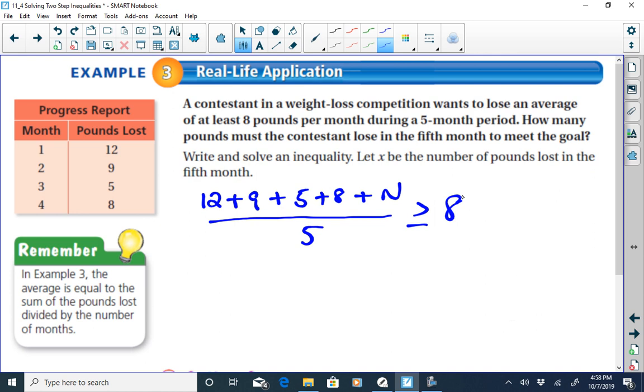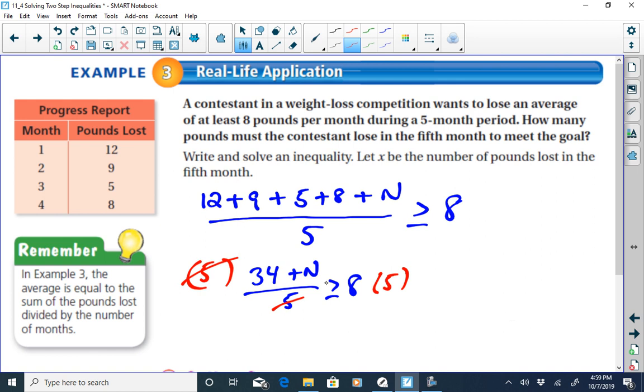Then let's simplify by combining our like terms. 12 and 9 is 21. 21 and 5 is 26. 26 and 8 should be 34. So we have 34 plus a number divided by 5 greater than or equal to 8. Next step, get rid of that 5 using the inverse operation. So we're going to multiply by 5 on both sides of that inequality.